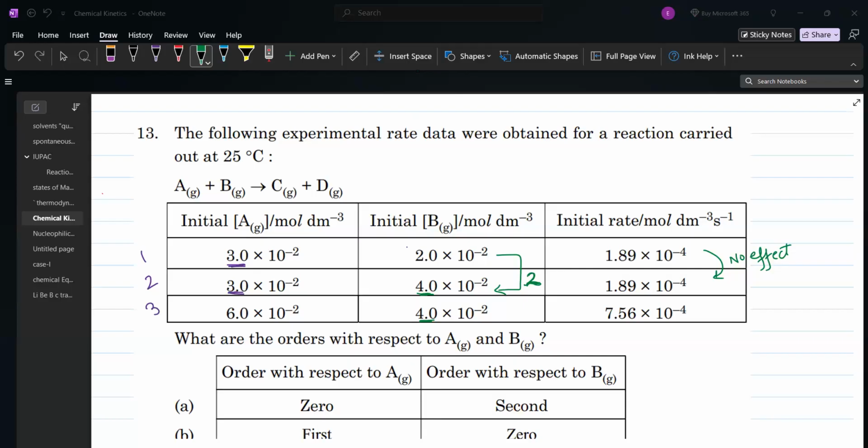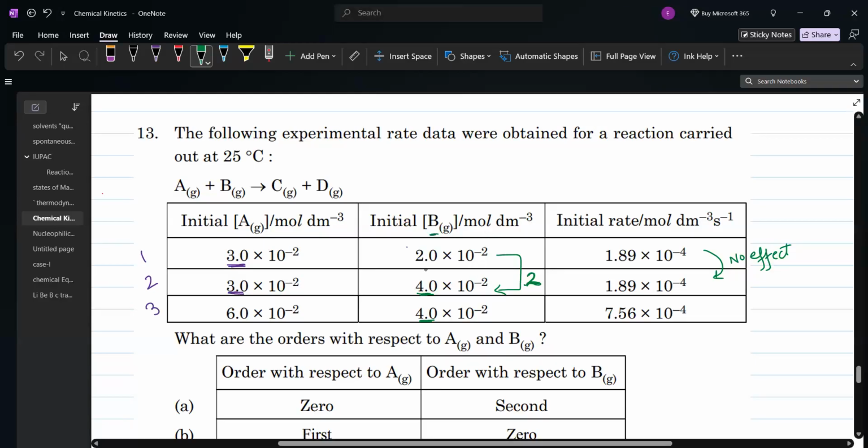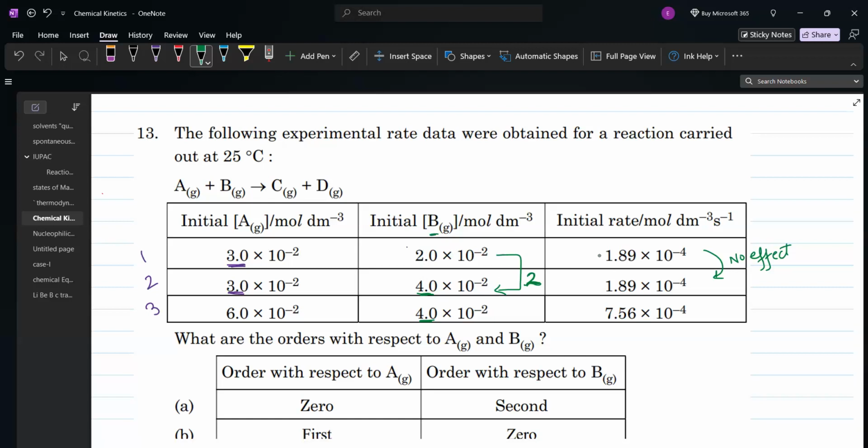So what I was saying, that you have to observe, we are changing the concentration of B. We are doubling the concentration of B, but we cannot see the change in the rate of reaction. It is same, right? So it means that the rate of reaction is independent of the concentration of B, right? Yes, sir. So this point is good.